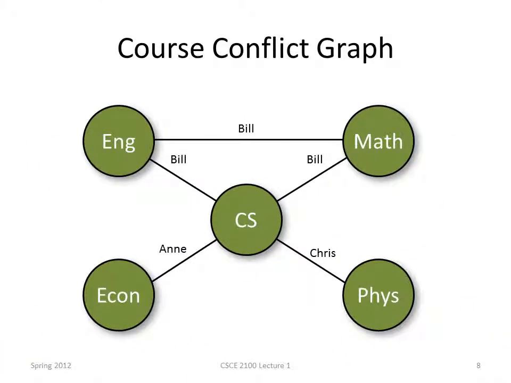Alright, so we make a course conflict graph. As I've said, we have those 5 nodes, one for each class, and we draw an edge or a line between 2 classes when there's a common student, or at least one common student. I put one of the names here if there are many. Bill. So because of Bill, we can't have English and Math together. Because of Chris, we can't have Computer Science and Physics together.